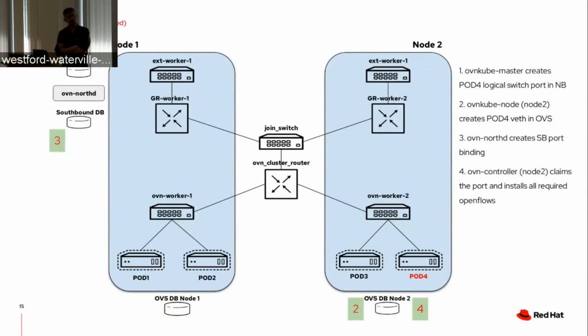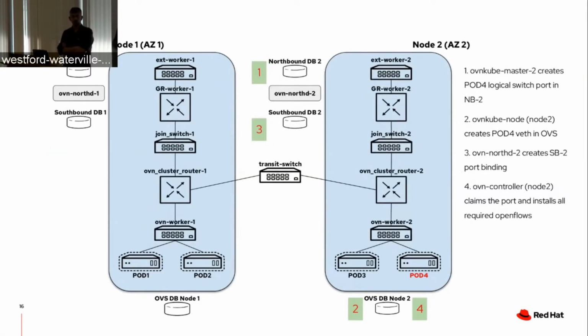What does this mean for creating resources? So let's look at creating a pod. In the current centralized case, what happens is first OVN Kube master will create the node logical switch port in the northbound database. It will also create the veth and plug it to OVS on the node where the pod will run. northd creates the southbound port binding, and ovn-controller merges everything together, claims the port and installs the OpenFlows that are required to do the networking.